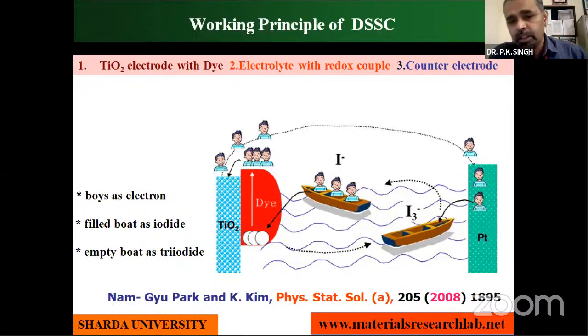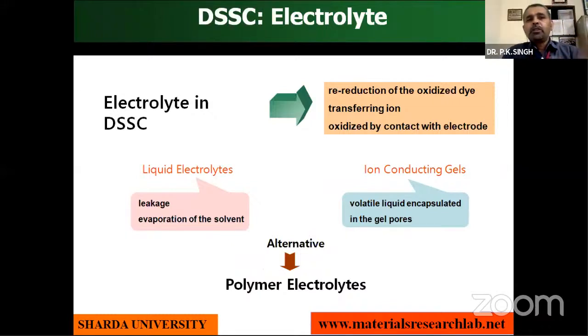If anybody is interested, I have already mentioned its reference number. I am not going to discuss the DSSC working principle because there is a shortage of time. Anybody who may be interested can directly contact me either through mail or any other popular resources. Now, electrolyte in dye-sensitized solar cells is already popular. It is liquid electrolyte. People already use it because it has the highest conductivity.